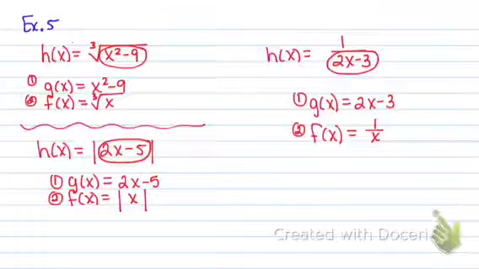Now, like I said, each of these have more than one answer, but this is usually the easiest. Find what x is. Whatever's inside with it is your g of x. And then we'll just replace it with x, and that gives us the f of x. All right, good luck.